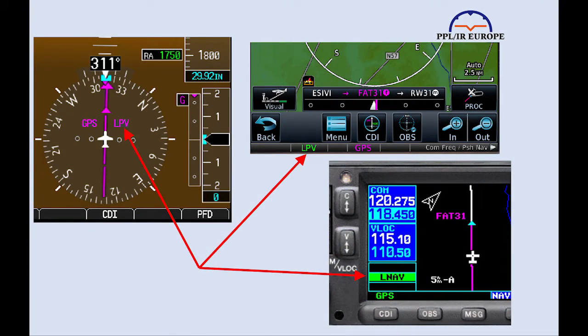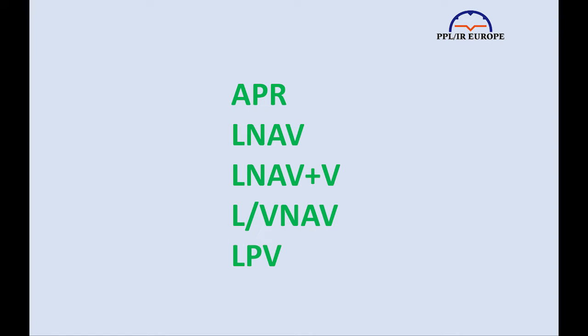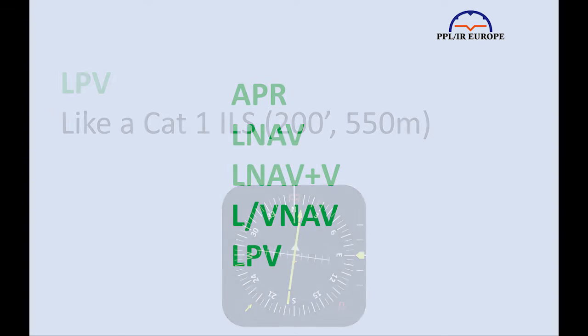But where you really do need to know the nature of the leg you're following is on the final approach. But that is made very easy for you because it is enunciated by your GNSS navigator, and for glass pilots, also shown on the PFD. There are 5 different enunciations that pilots might see in Europe: APR, LNAV, LNAV plus V, LVNAV, and LPV. These enunciations are the result of the more limiting of 2 things: the precision of the designed approach and the quality of the signal being received.